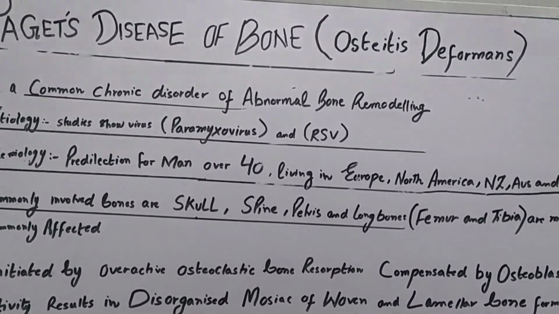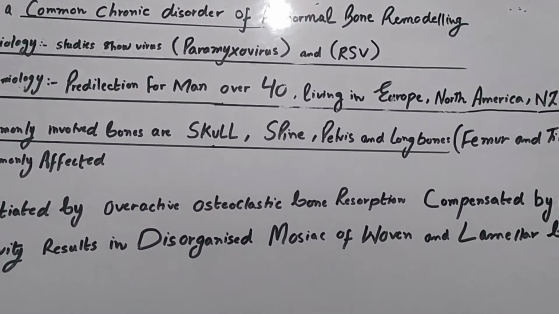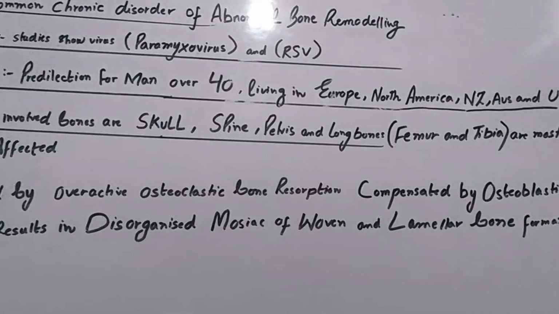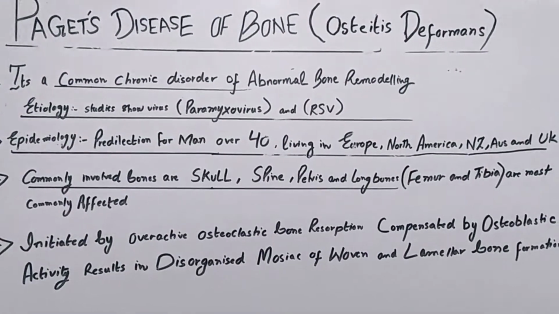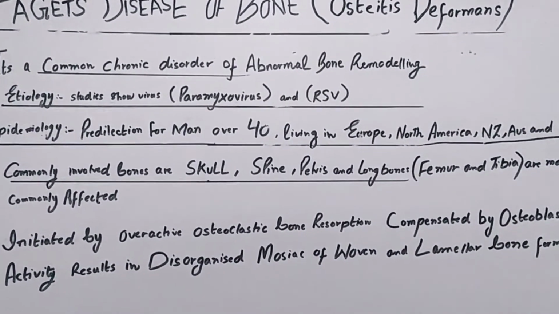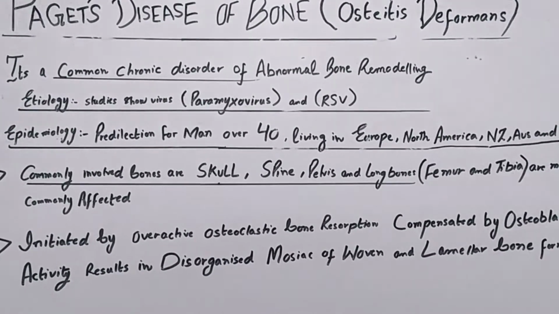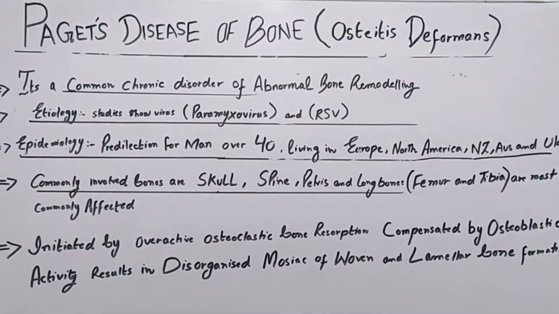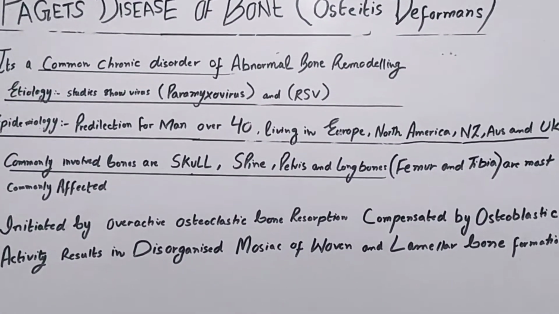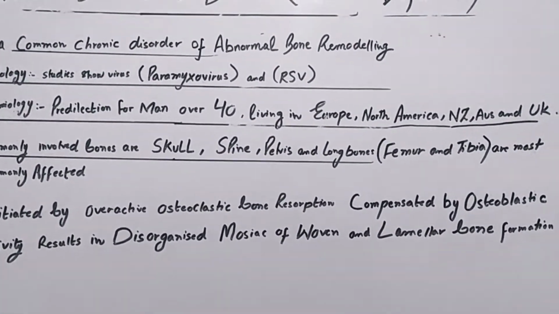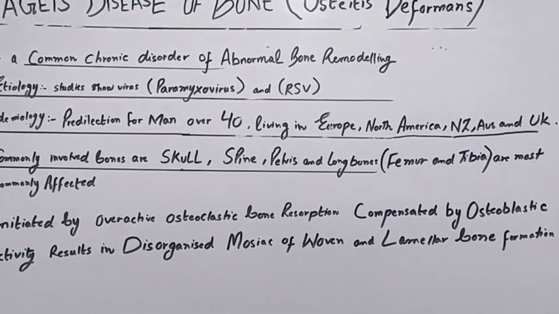This disease is initiated by overactive osteoclastic bone resorption, which is compensated by the osteoblastic activity, which results in a disorganized mosaic of woven and lamellar bone formation. The primary event in Paget disease is intense focal resorption, which is followed by the disorderly bone formation that results in overall abnormal bone remodeling.